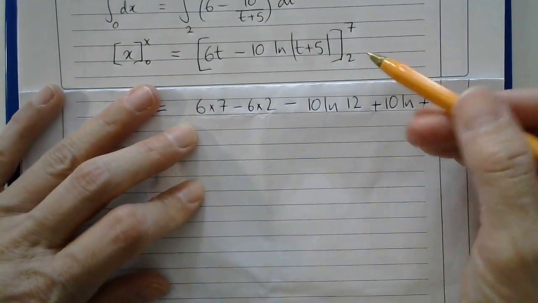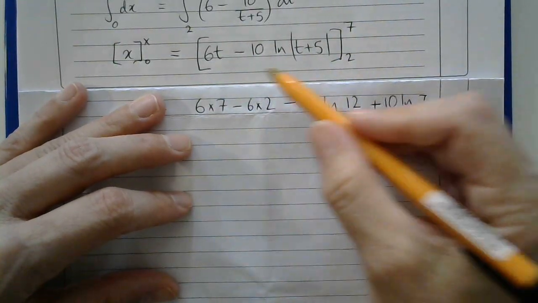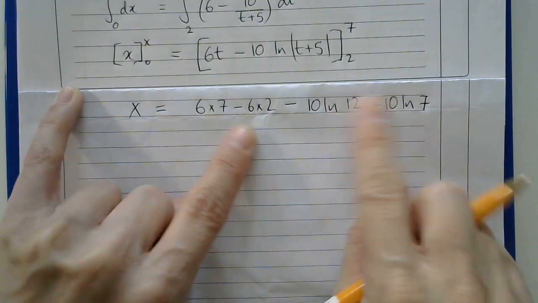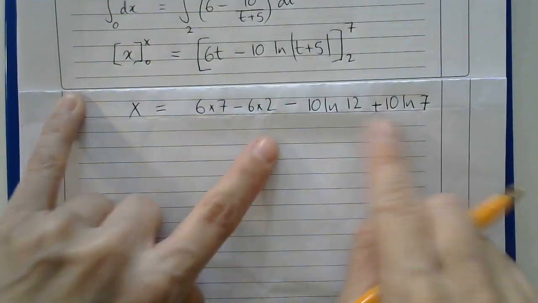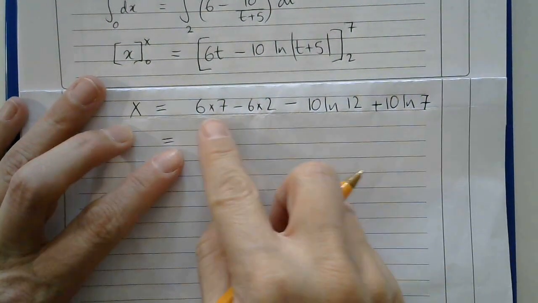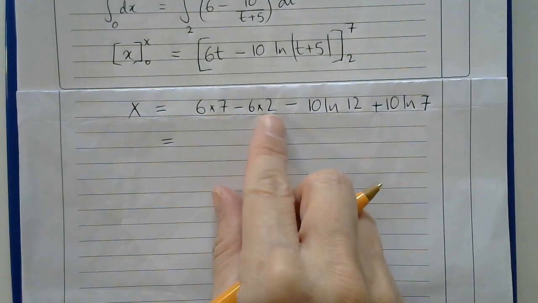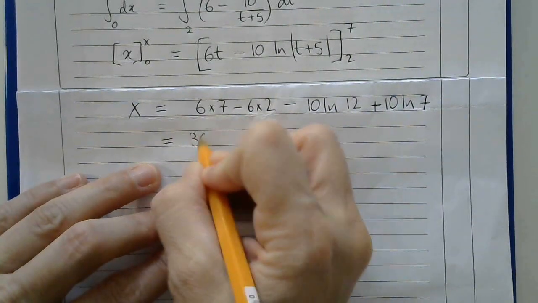Okay, very often people put 7 in, write out the whole thing, put 2 in and write out the whole thing. You can do that. There's what you get when you put 7 in, there's what you get when you put 2 in. I prefer to write it in this order because I think it's a bit easier to simplify. So if I have 6 lots of 7 minus 6 lots of 2, or in other words 7 lots of 6 minus 2 lots of 6, I get 5 lots of 6, which is 30.